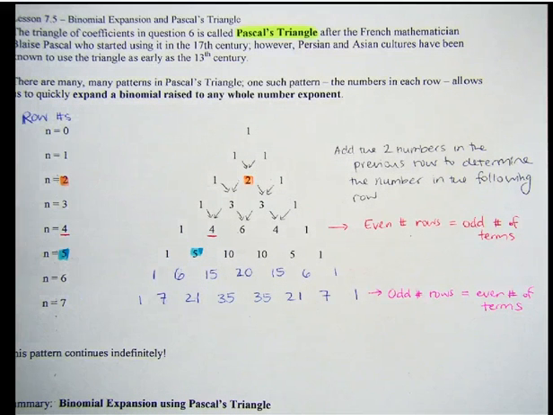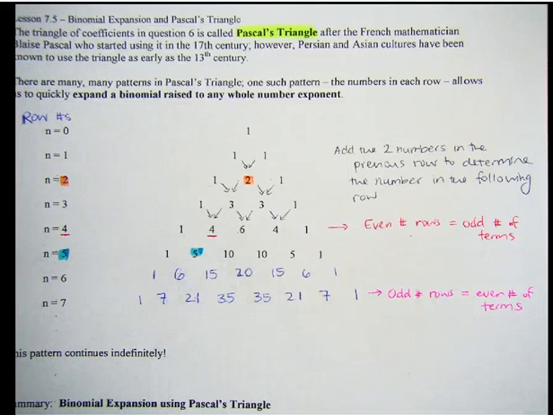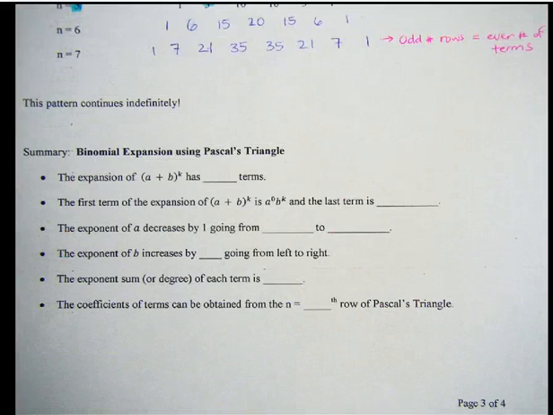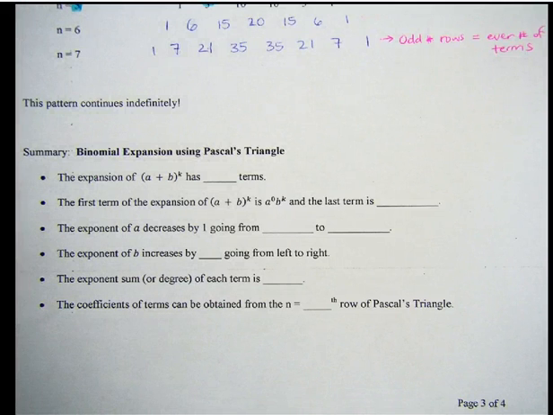Beyond the pattern of just being able to figure out what the next number is, there are so many other patterns. We just can't get into it though because we're kind of running out of time in this course. So instead, we're just going to use the information given to us in each of these rows to help us expand binomials really quickly without having to manually distribute everything and collect all the like terms or anything like that. So let's fill out this summary chart. Binomial expansion using Pascal's triangle.